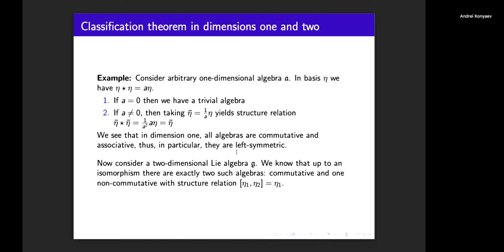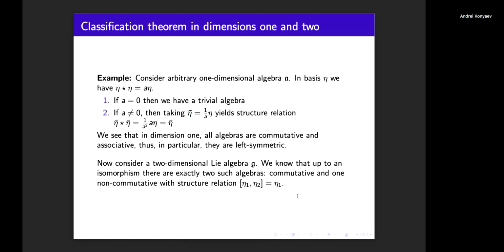Interesting thing is that if you want to classify the Lie algebras, you start with dimension 2, because it's very simple to do the classification. You have two Lie algebras. One is the commutative Lie algebra, which means that the commutator vanishes, same as the trivial algebra we dealt with earlier. And then you have a commutator which, after coordinate change, can be brought to the following form: the commutator of eta 1 and eta 2 equals eta 1. So there are very few Lie algebras in dimension 2.